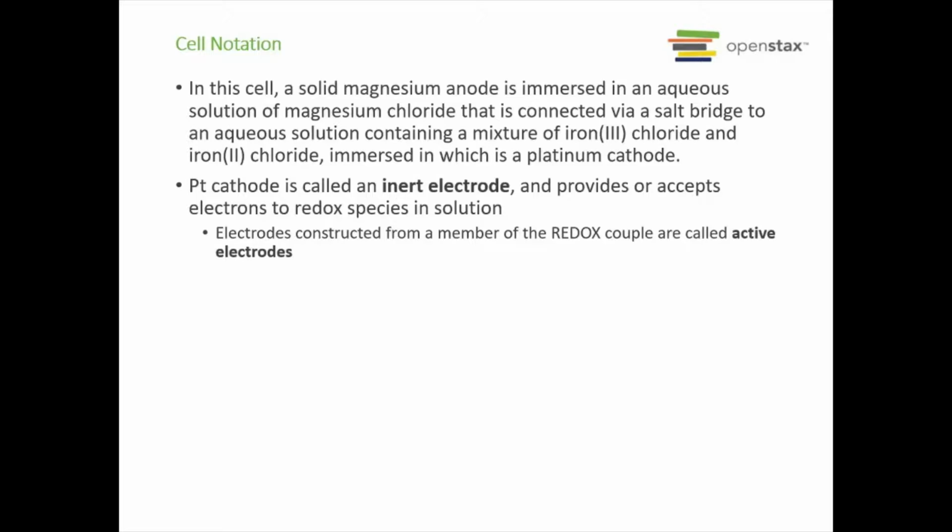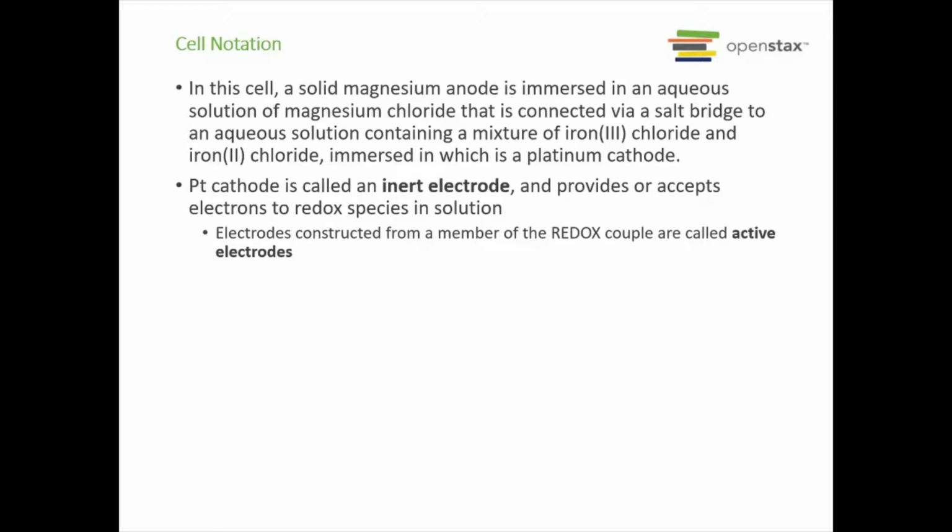Okay, so in the next picture, we're going to see another type of galvanic cell where you have a solid magnesium electrode and aqueous magnesium chloride. And then the other side, the cathode side, has iron 3 chloride and iron 2 chloride. Both are aqueous. And then they have a platinum cathode in them. And notice platinum isn't doing anything in this reaction. It's all between the iron and magnesium.